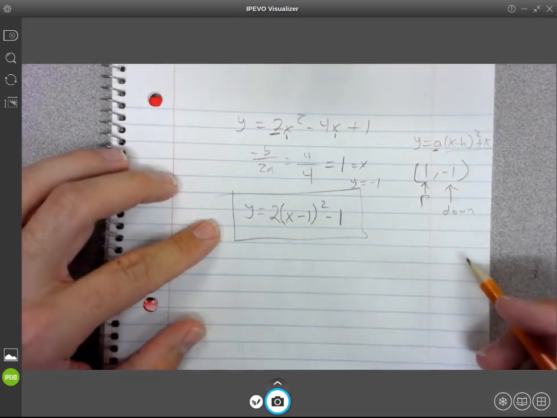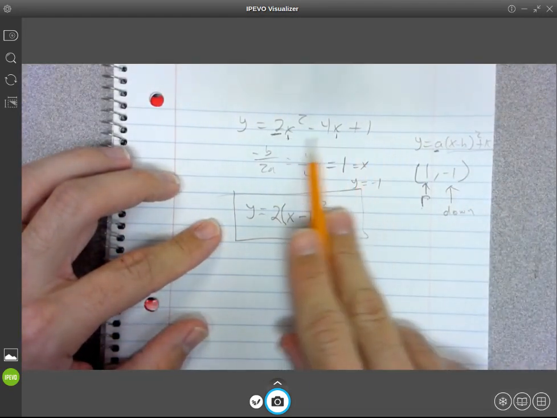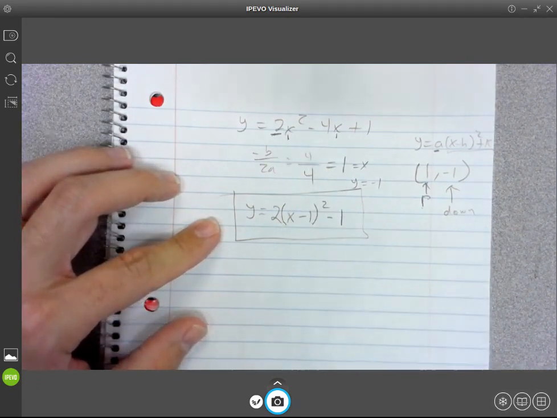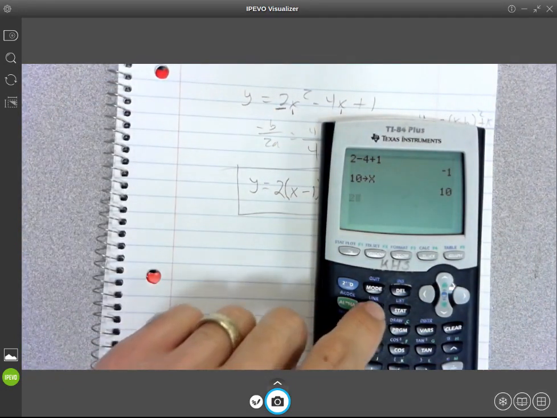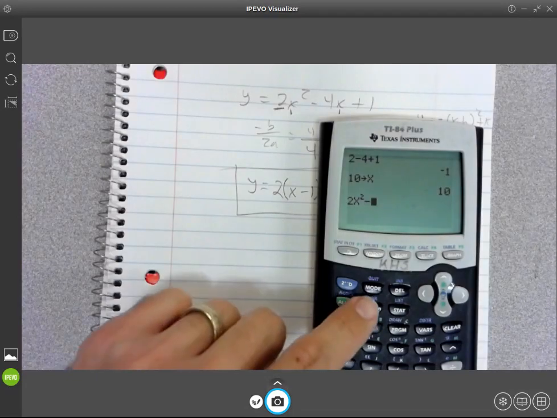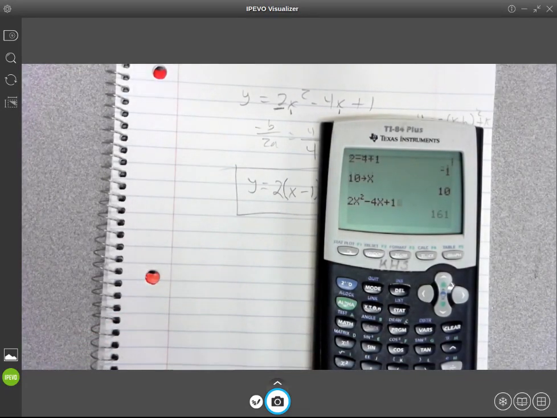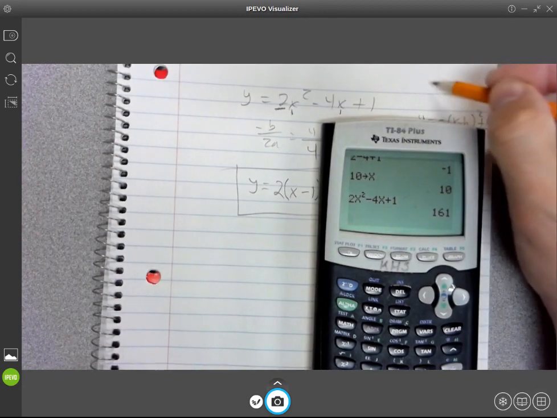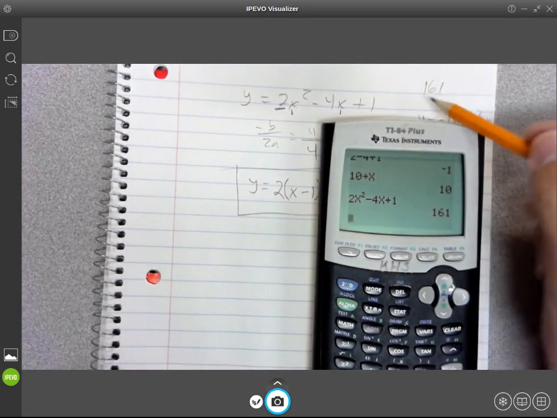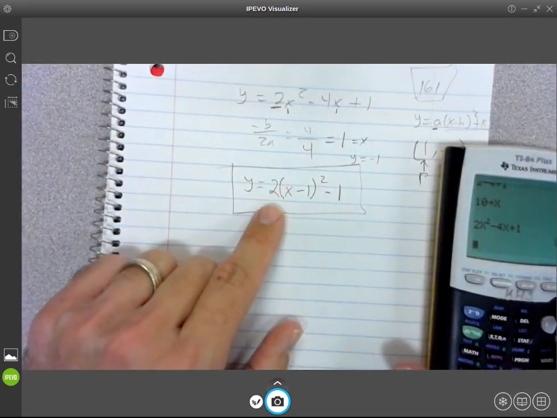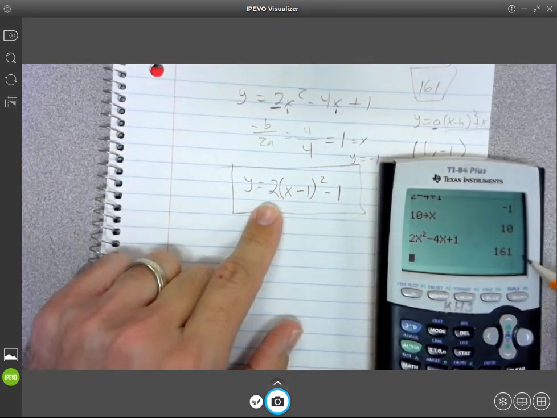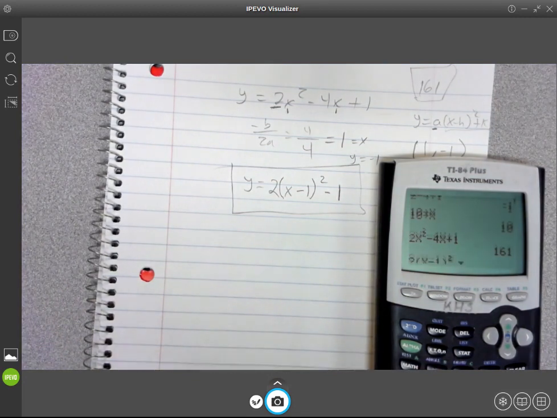If you wanted to do it another way, you could just pick some random number to plug in for x on the original. Let's say I did 10 stored to x and just did this 2x squared minus 4x plus 1. All right, so the original gives me 161. Now I'm going to check my answer options. So, you have 4 multiple choice answer options. I'm going to do the same thing down here. And the correct answer is going to match this 161. So if I do 2 parentheses x minus 1 minus 1, I also get 161.